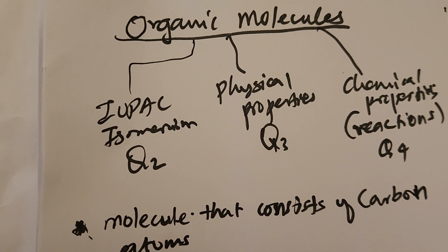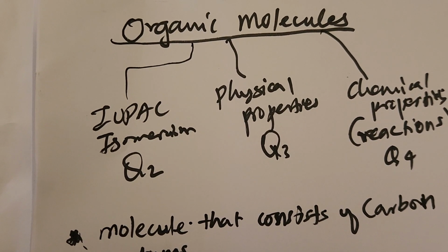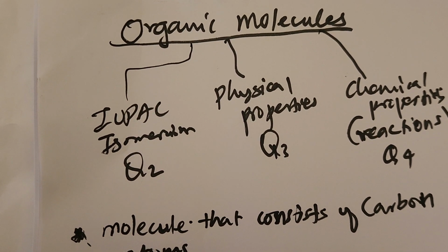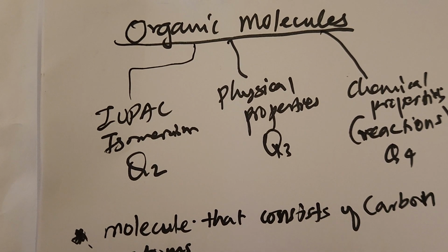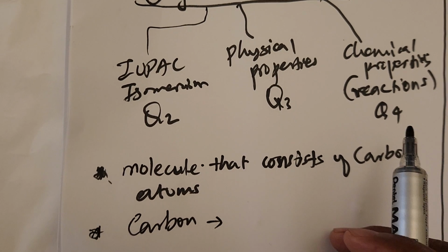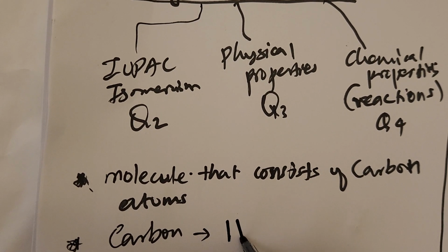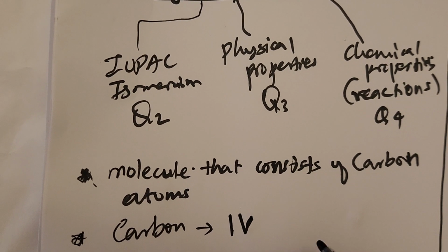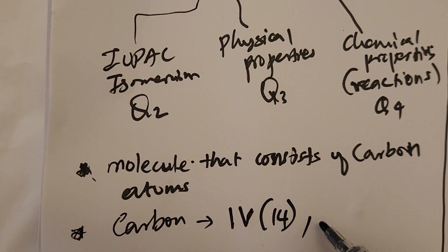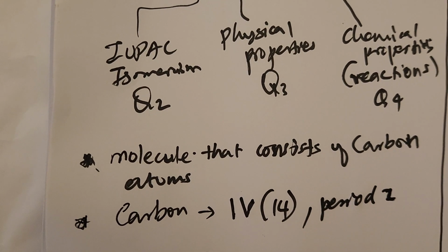Now, in this section of organic molecules, because we center around carbon atoms, the center of attraction here will be the atom carbon. What do you know about carbon from the previous grades? We know that carbon is found in the periodic table in group 4, the Roman figure 4, or group 14, and in period 2. I think that's what we know from grade 10.